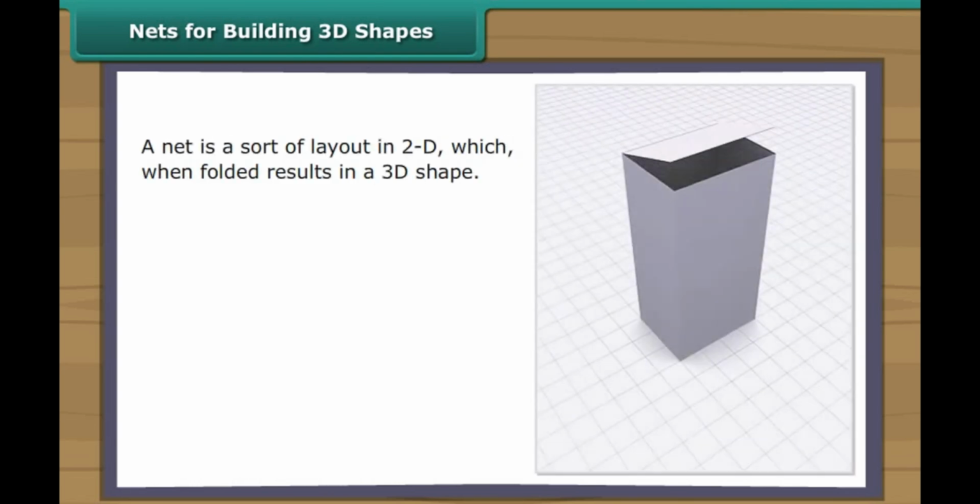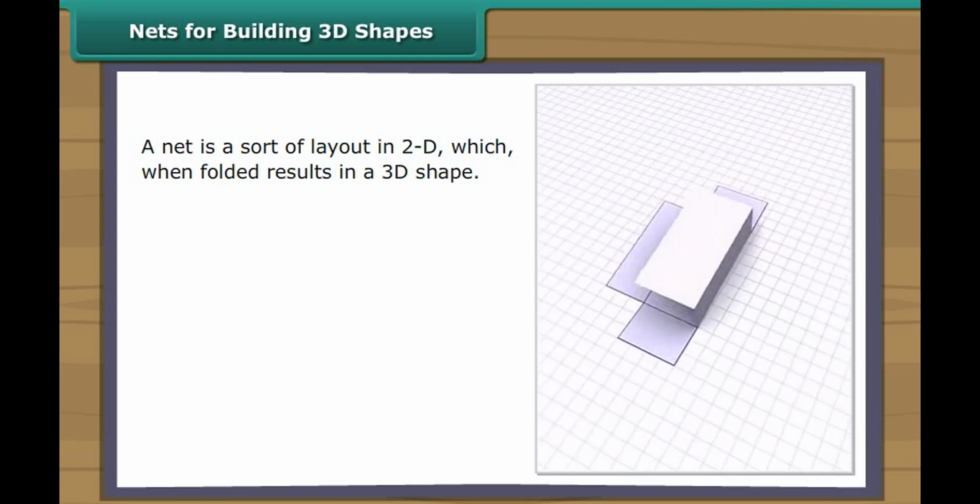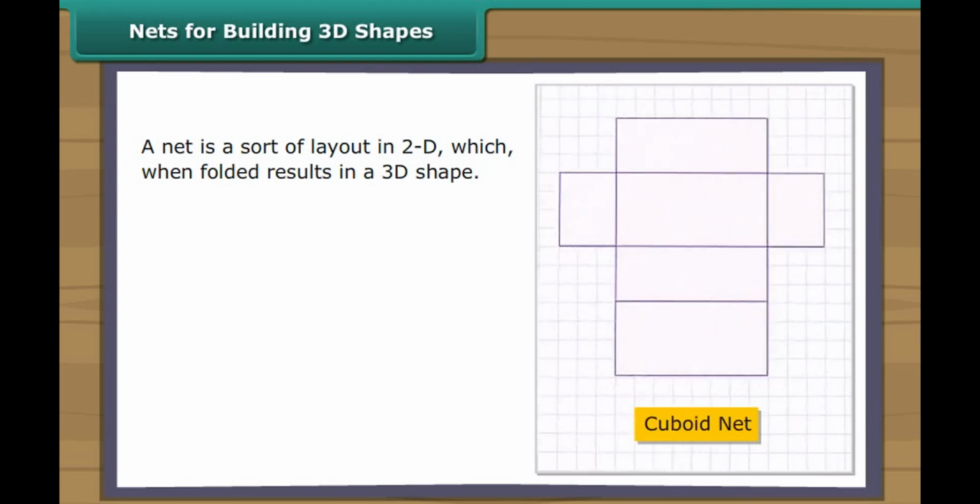Nets for building 3D shapes. Now we see how a cube is formed. A net is a sort of layout in 2D which, when folded, results in a 3D shape. Here we show you how a cuboid is formed from its net. Now you can see a cube with its net.